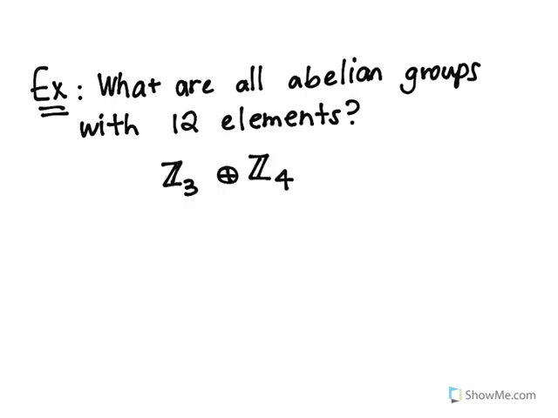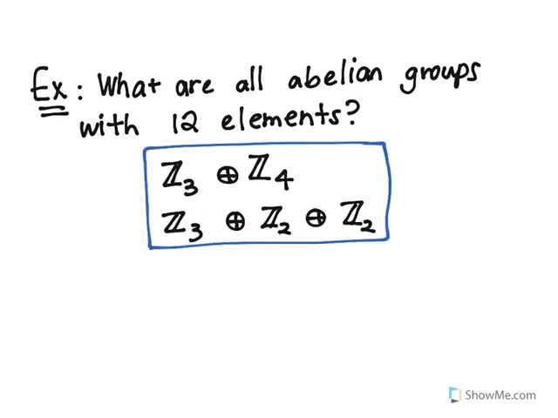But one way you might notice is to look at Z3 plus Z4. So 3 is a prime number and 4 is a power of a prime number because it's 2 squared. And 3 times 4 is equal to 12. So that's one example. But Z3 plus Z2 plus Z2, that's another example because 3 times 2 times 2 is equal to 12. And 3, 2, and 2 are all powers of prime numbers. In fact, they're all equal to prime numbers. I claim in this case that those are the only two possibilities. So any abelian group with 12 elements is isomorphic to one of these two.